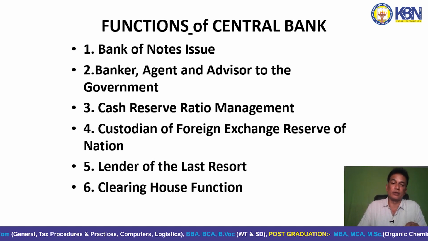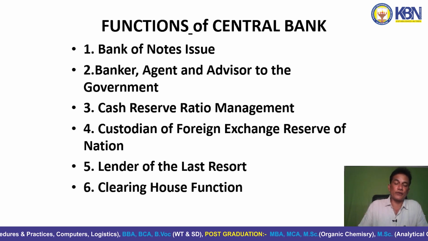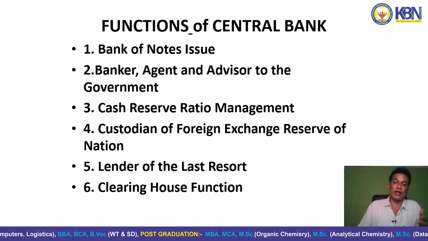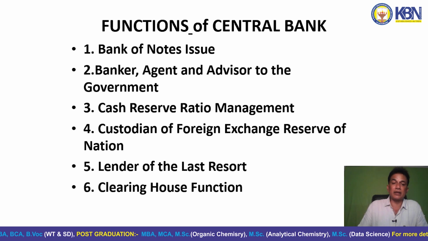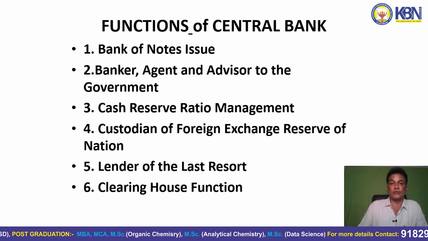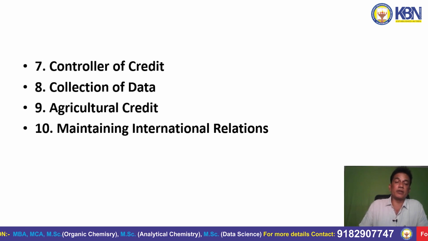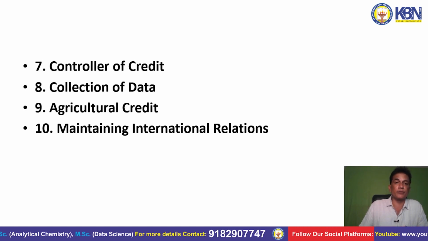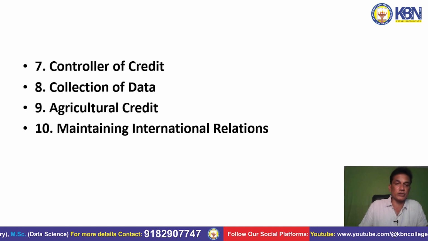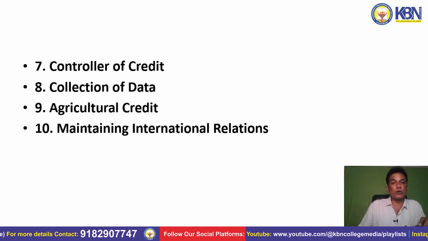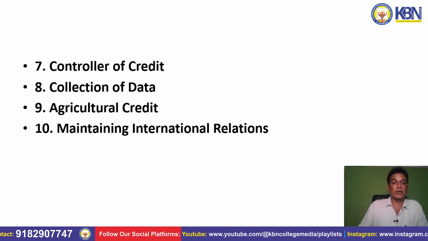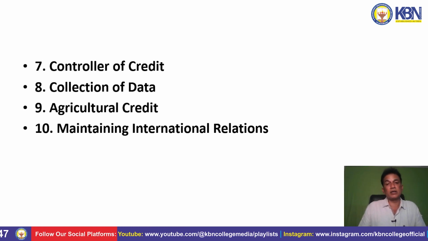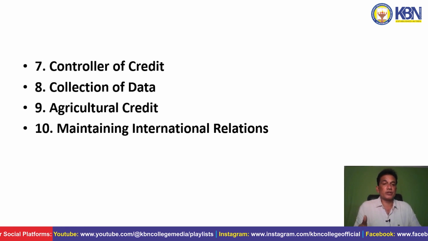Next, clearing house function. The central bank acts as a clearing house, and all kinds of disbursements are finally done by the central bank. Control of credit is another function performed by the central bank. All credit control rules, regulations and measures are framed by the central bank. Next, collection of financial data: all deposits, all loans, all kinds of financial information are collected by the central bank in the entire nation.